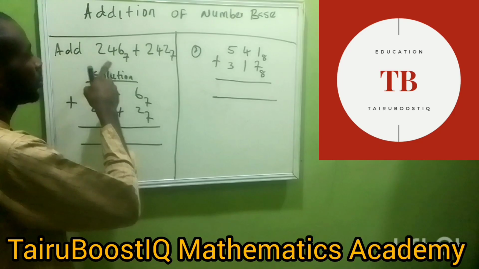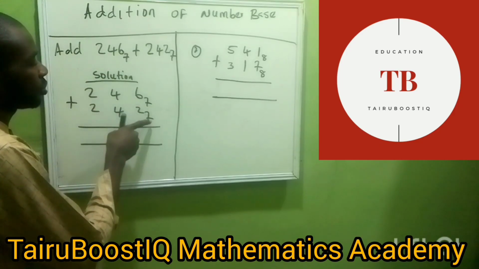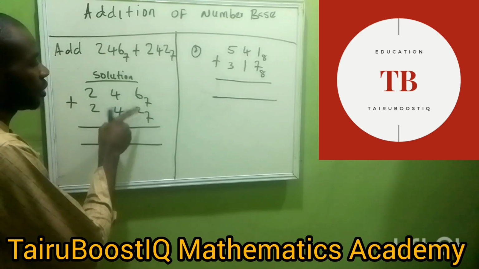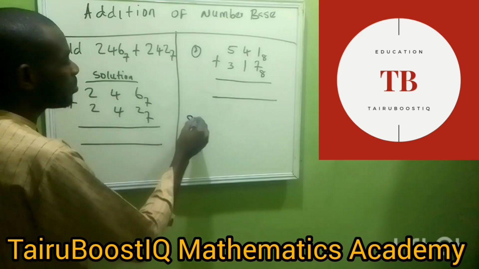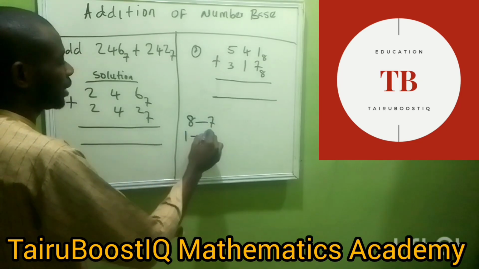All, we are working with base 7. They say we should add 6 in base 7 plus 2 in base 7. We should add 6 plus 2, which gives us 8. Now, how many times will 7 go into 8? It will go 1 time, remainder 1.